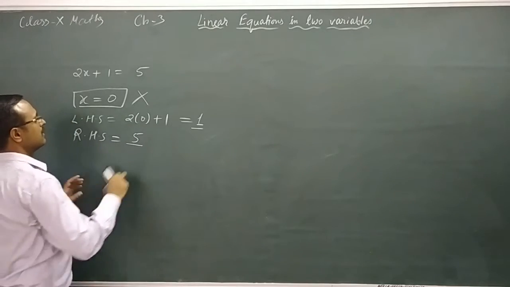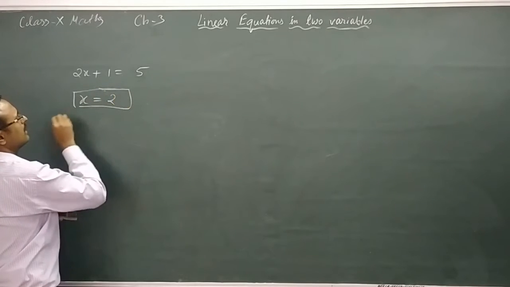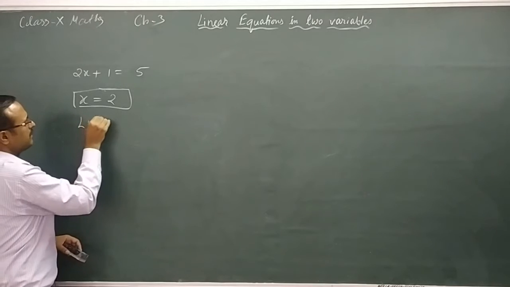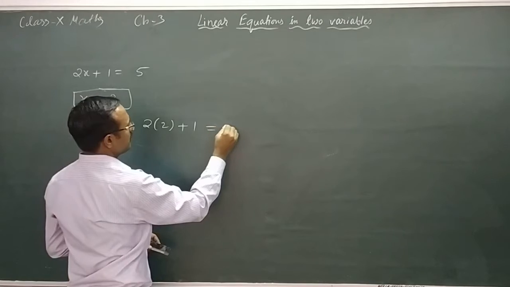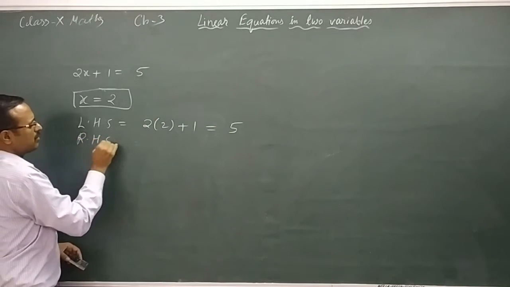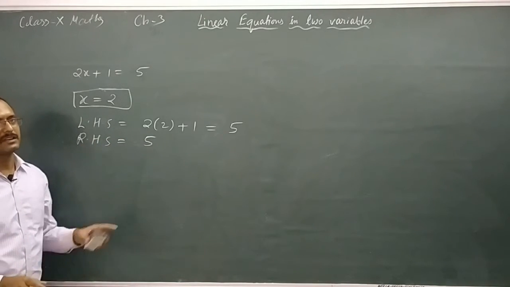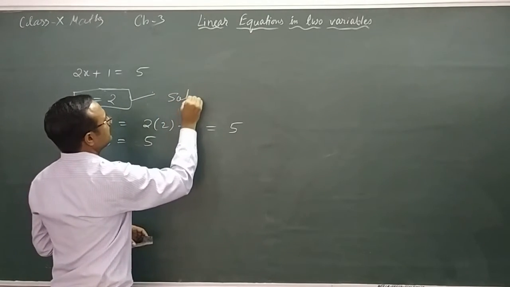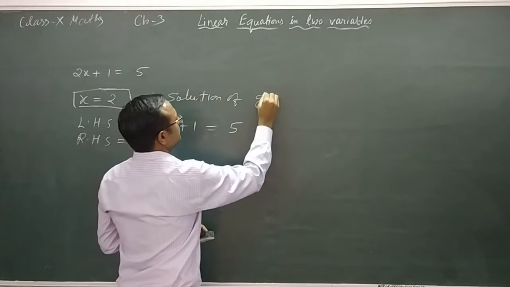Now you have to find that value of x which will satisfy both LHS and RHS, and they should be equal. So if you put x equal to 2 in the same equation, you can see LHS will become 2 into 2 plus 1, that is 4 plus 1 equal to 5. The right hand side part is already 5. So now you can see that left hand side and right hand side are equal. That's why x equal to 2 is the solution of the given equation.